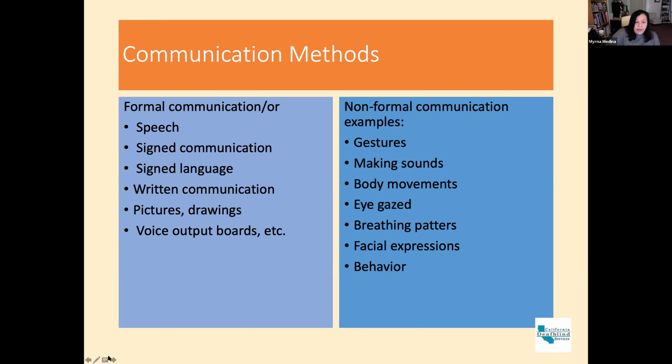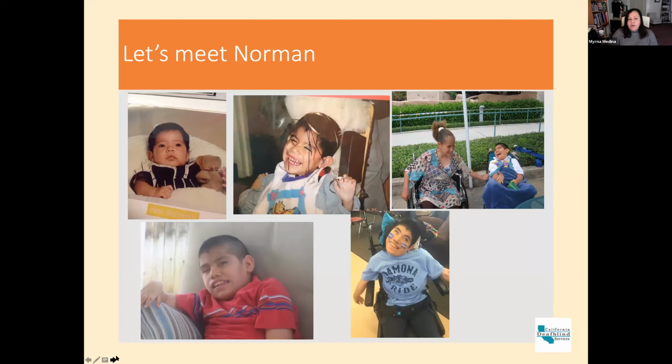So let's meet my son, Norman. You can see here different stages of his life. When he was born, as you can see, you couldn't tell that he had any disabilities. The first picture here is when he was about 2.5, 3 months old. I didn't know back then that he had vision impairments or hearing impairments. He was acting as a typical boy.